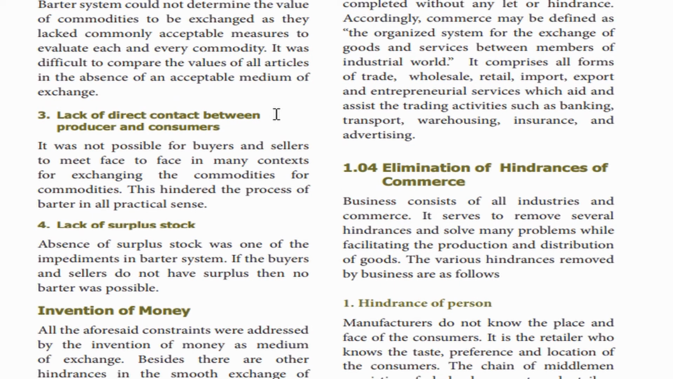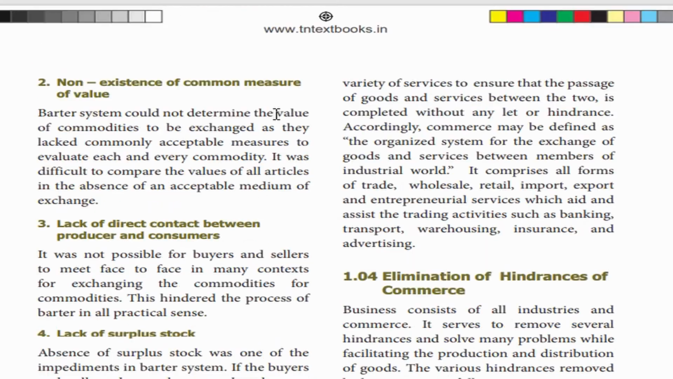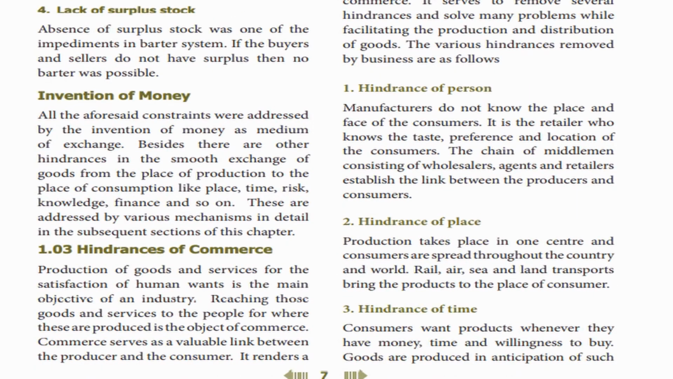Next we see about lack of surplus stock. Absence of surplus stock was one of the impediments in the barter system. If the buyers and sellers do not have surplus, then no barter was possible. Now, a person may have extra, beyond what they use, that is surplus. Only if that surplus exists can the barter system work. If there is no surplus stock, there will not be any exchange and there will not be any barter system. These are the constraints of the barter system.